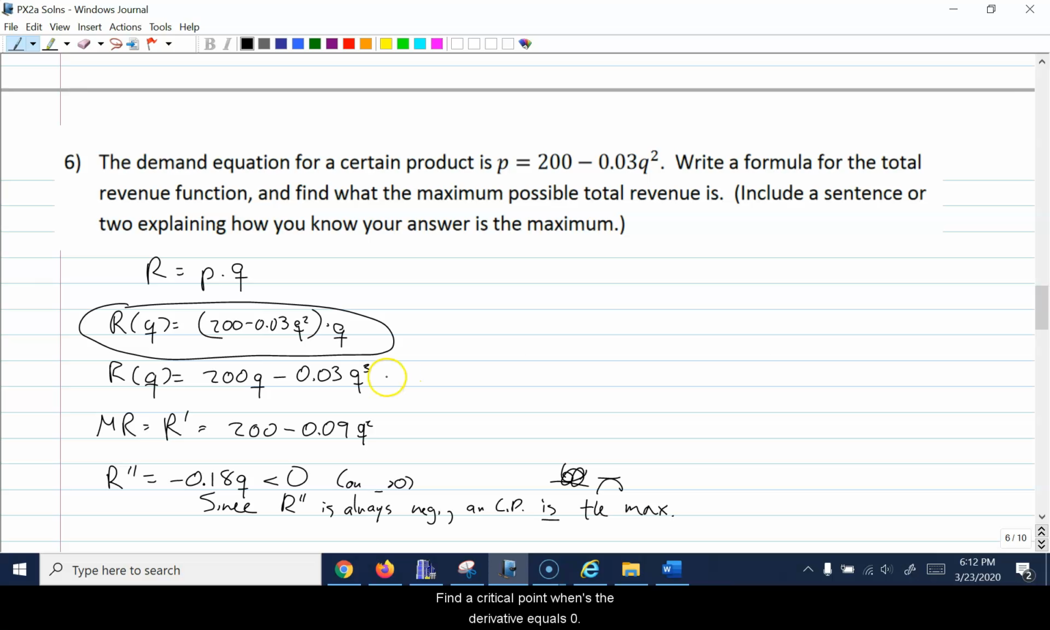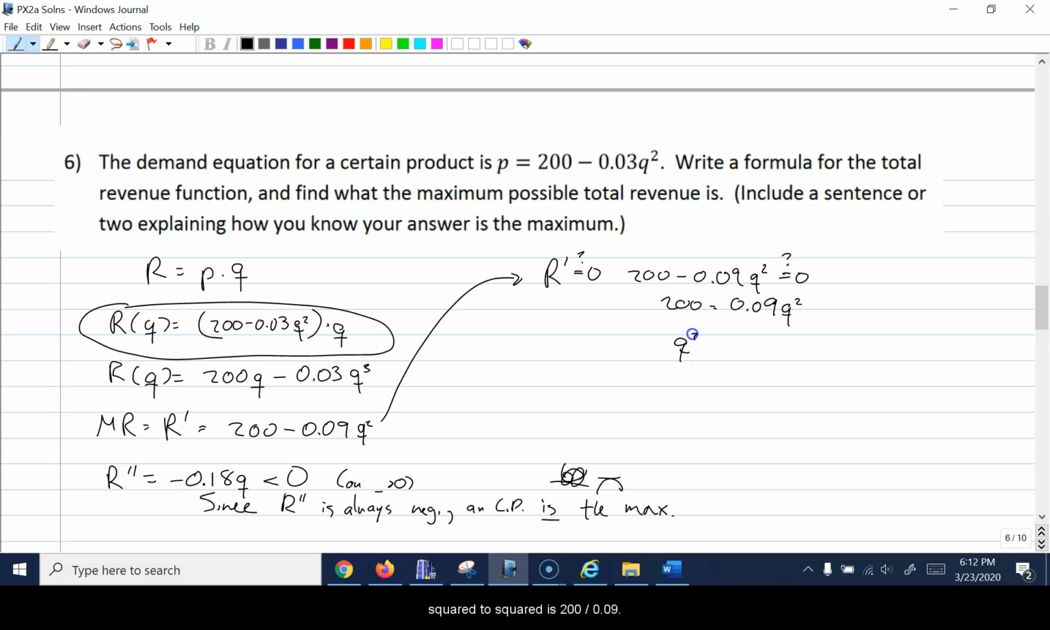Let's find a critical point. When does the derivative equal 0? The derivative is 200 minus 0.09 q squared. That's when 200 equals 0.09 q squared. So q squared is 200 divided by 0.09. Multiply top and bottom by 100, so q is the square root of 20,000 over 9. There's a negative solution, but I don't care about the negative one.